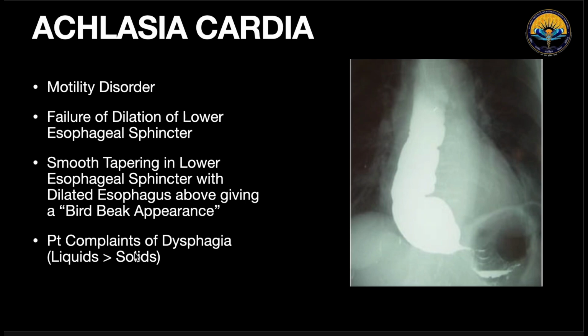Achalasia cardia. This is a motility disorder where we can see there's a failure of relaxation of the lower esophageal sphincter, and this will give it a smooth tapering appearance, and the upper segment is dilated. Then as we go down we see a smooth tapering appearance, and this gives a bird beak appearance. So you can see this gives a bird beak appearance here. And there's one more thing, the patient complains of dysphagia, and dysphagia is more of liquids than solids.